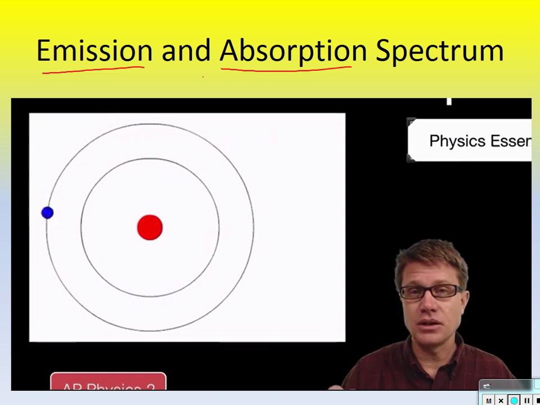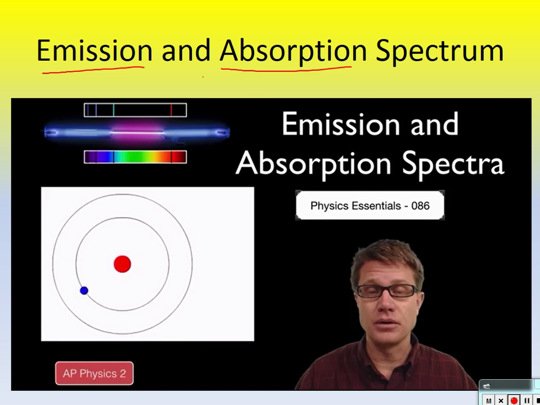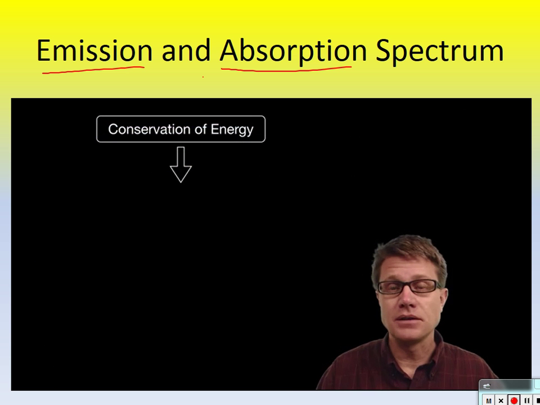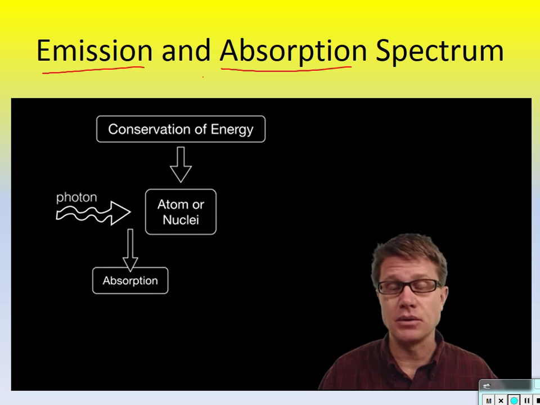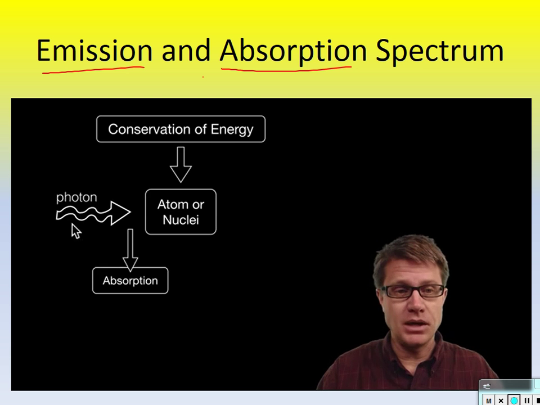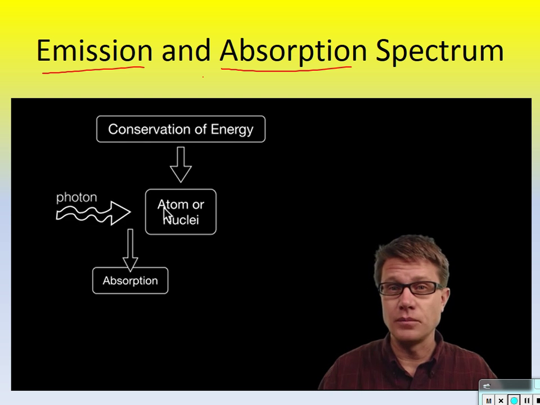And so there are discrete colors of light that are required for it to jump up. And as it jumps down, it's going to release these discrete colors of light as well. If you hit it with other colors, it's not going to do anything. It doesn't have the right amount of energy. And so this is conservation of energy. Conservation of energy in an atom or in a nuclei when it absorbs a photon, so we call that absorption. And so what does that mean? The amount of energy in the photon and the atom or nuclei before absorption is equal to the amount of energy inside the atom or nuclei after absorption.